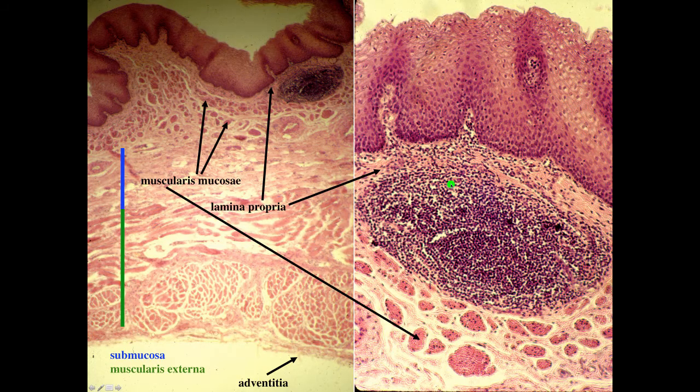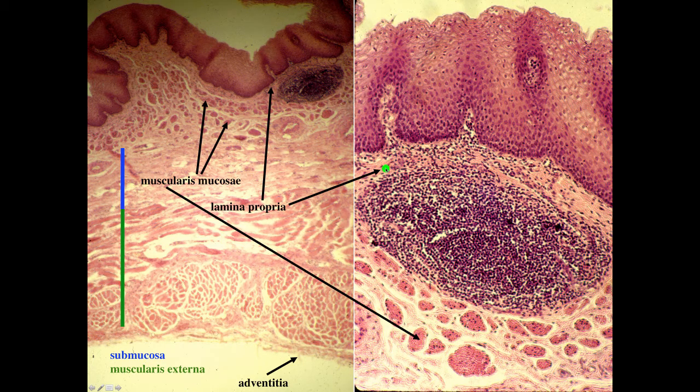Another histological view of the esophagus to make the point. A stratified squamous epithelium. This is a high power view of the mucosa, so a stratified squamous epithelium. Look at this lymphatic nodule within the lamina propria. Here it's actually disrupted the muscularis mucosae.